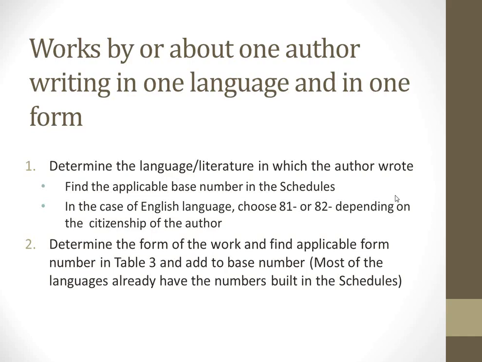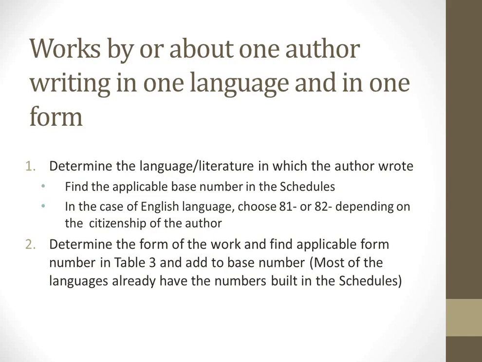So we'll first deal with Table 3A, which deals with works by or about one author. If they're only writing in one language and there's only one form, it's only poetry or it's only essays, it's pretty simple. You determine the language literature in which the author wrote, find the base number from the schedules, so things like 81 or 82 or 83, etc. Determine the form of the work and find the form number in Table 3 and add to the base number.